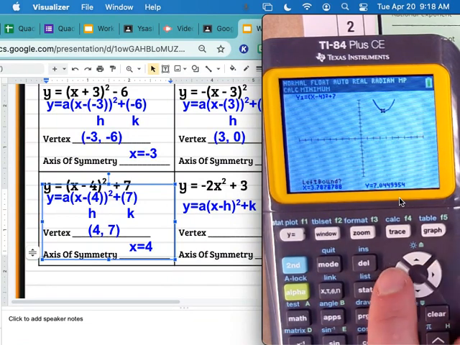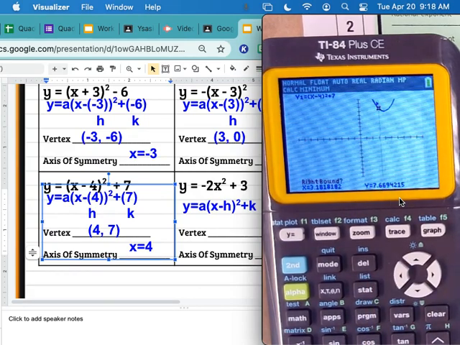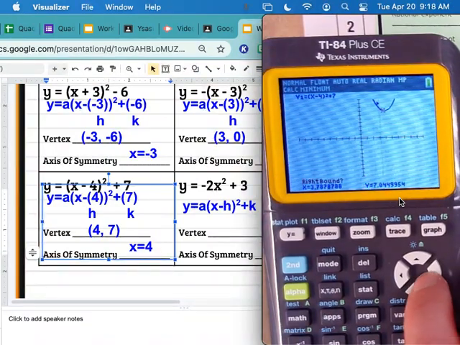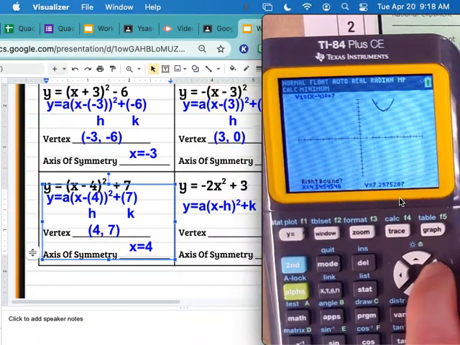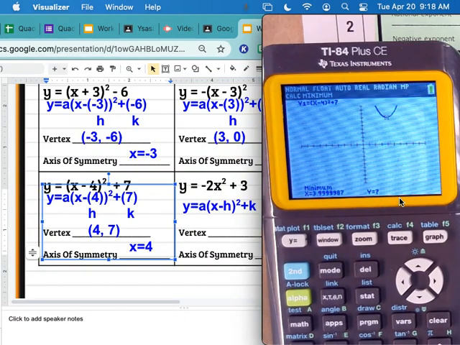Now I want to go to the left of it. 1, 2, 3, 4. Enter. Then here's my minimum value. I want to go to the right of it. 1, 2, 3, 4. Well, it really doesn't matter how many times. You just want to go over to the right. And now it gives us 3.9999 and then y is 7. So what would that round to? 4, 7. Okay, so we're good on that.